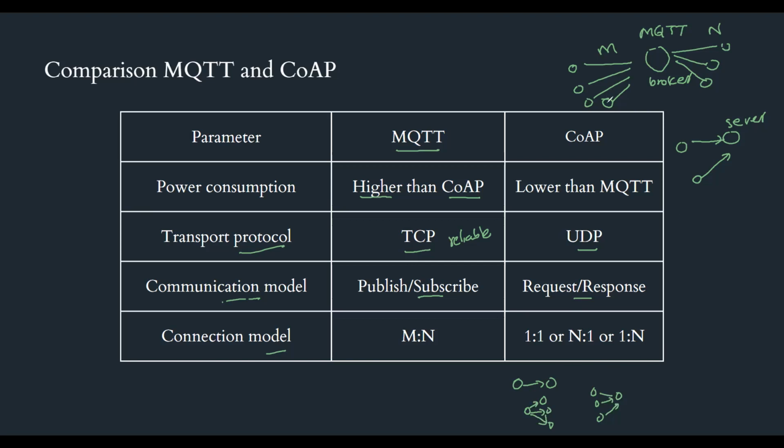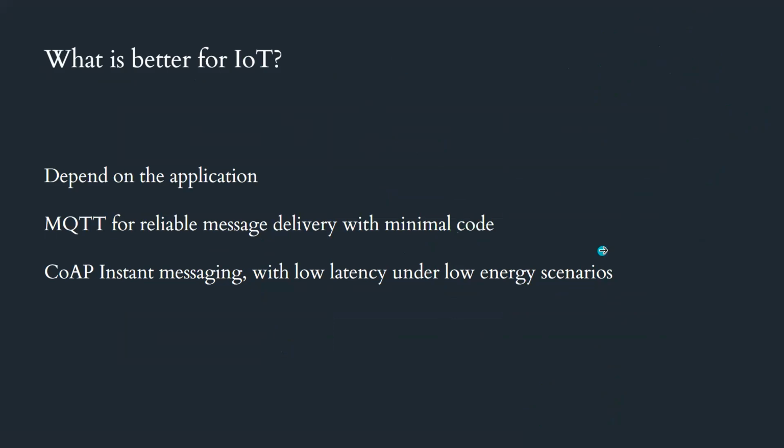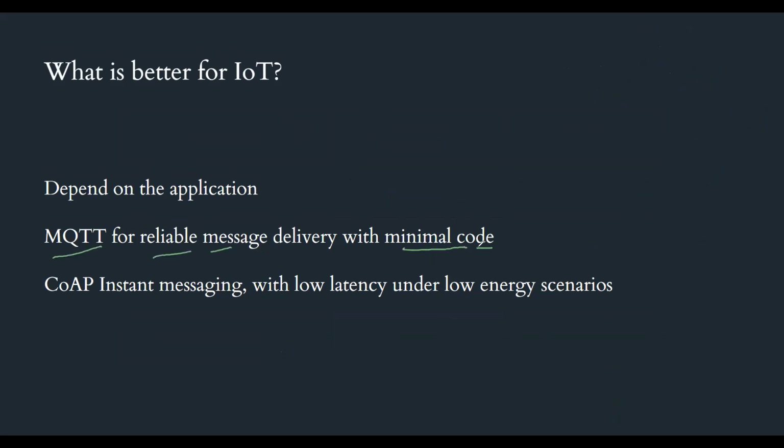So the complexity that MQTT can bring is higher than CoAP. Then once we consider what is better for IoT, we cannot exactly say CoAP is better all the time or MQTT is better all the time. So MQTT is better for reliable message delivery with minimal code, right? It uses minimum code to send the information to the subscribers and get the information from the publishers.